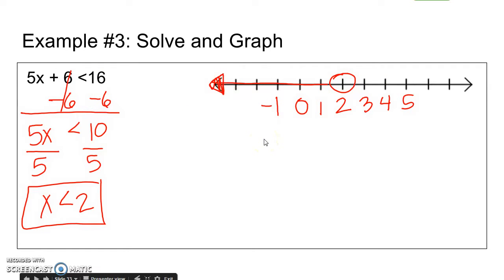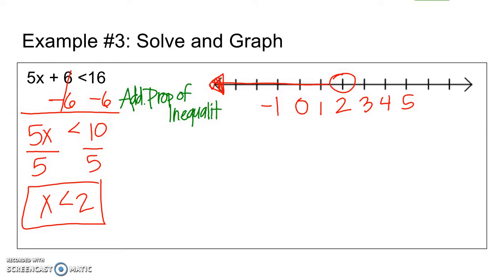Let's quickly review the properties that we use for solving inequalities. Remember, they're very similar to the solving equations properties. We're just going to say inequality instead of equality. So the first thing I did was subtract 6 on both sides. That's the same as adding a negative 6. We would call that the addition property of inequality. We would use that additive inverse property to cancel. And then we would use the additive identity to get rid of the 0.